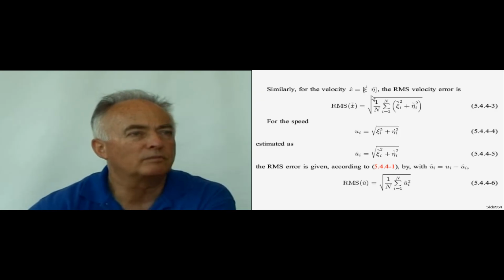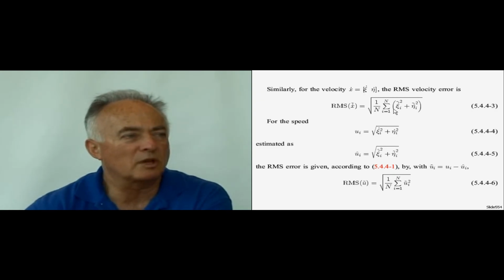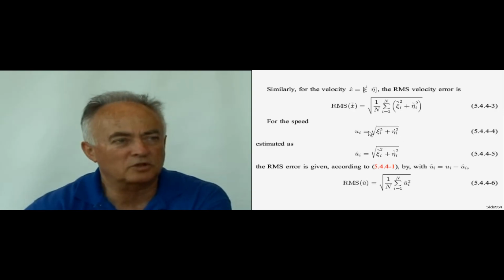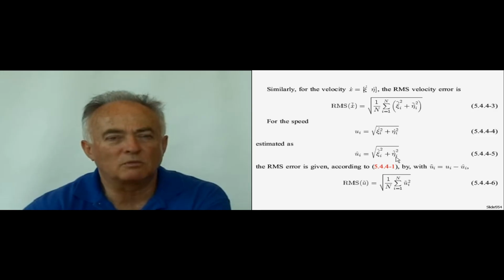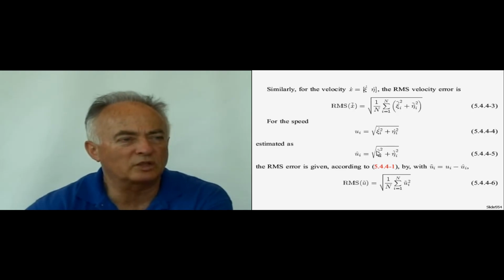For velocity, RMS velocity error will be the same thing. Now, speed is a little bit different, because the true speed is the square root of ψ_i dot squared plus η_i dot squared. And we can estimate the speed as the same square root of the sum of the squares of the components, where we use the estimates: ψ dot hat squared, η dot hat squared. And this will be the estimated speed.